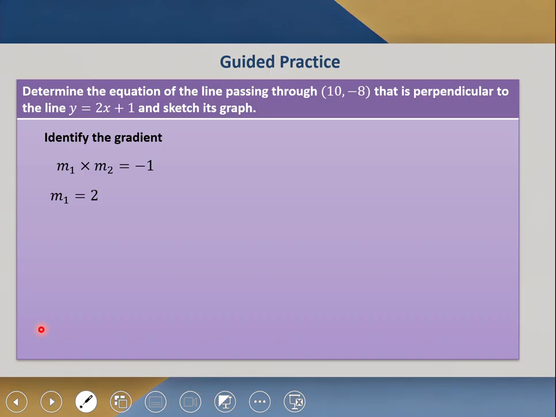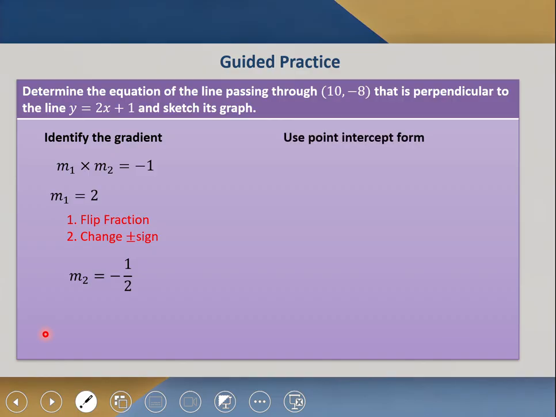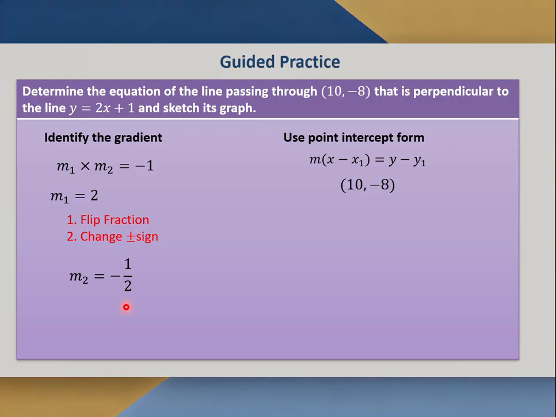So we need to apply the rule: we flip the fraction and change the sign. If I flip this, 2 is the same as 2/1, so it'll be 1/2. And this one was positive, so my perpendicular gradient will be negative. The next step is I need to use the point-gradient form. We've got our point of (10, -8), and we've got our gradient we've just found. So we just need to substitute those values into the formula to give us -1/2 (x minus 10) is equal to y take away -8.